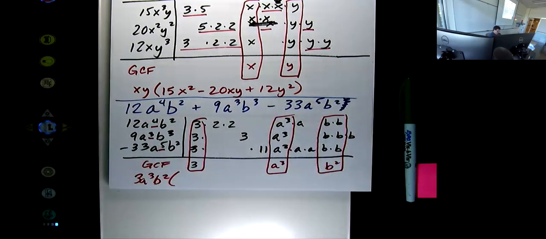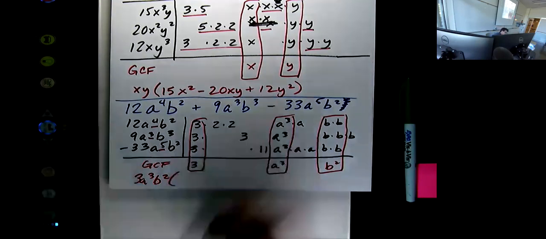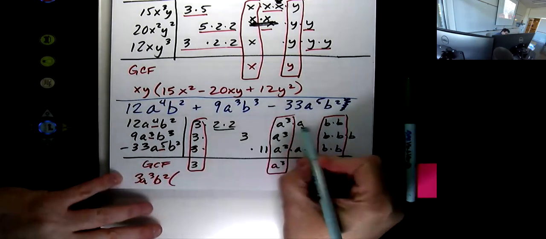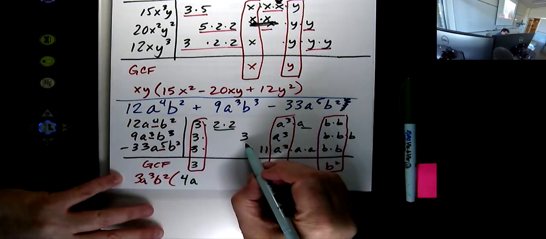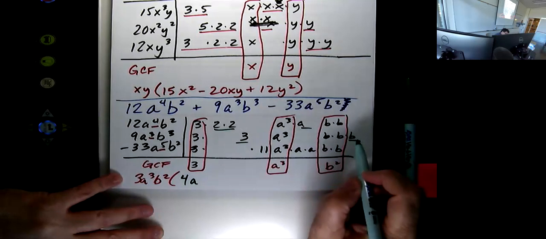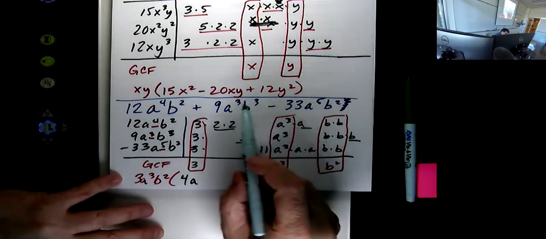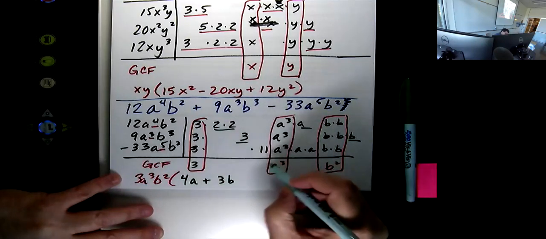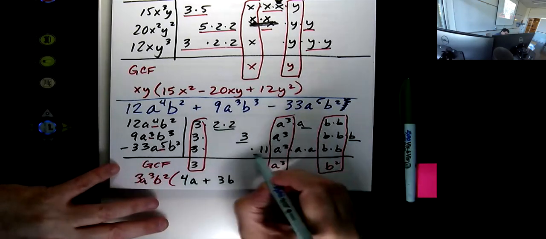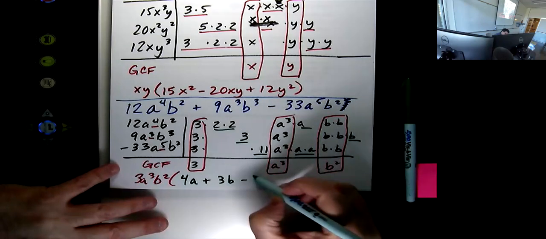What we have left over is what goes in the parentheses. I've got 2 times 2 in a, so 4a. I've got 3 and a B, and this was a plus, so plus 3B. And then I had a minus 11A squared.